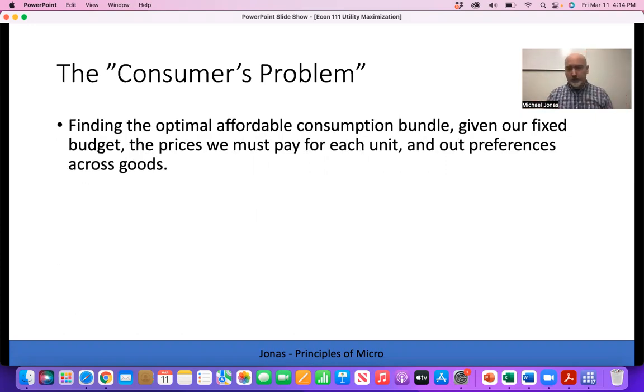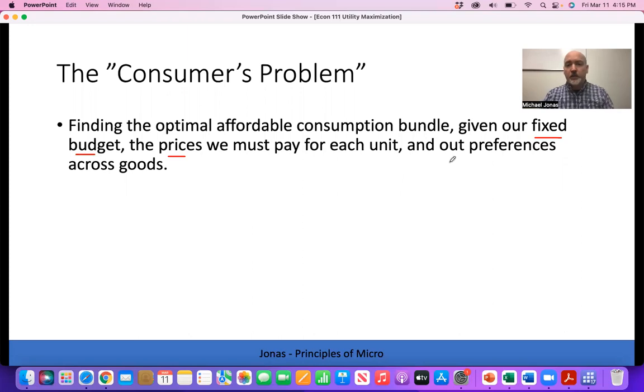So, technically, the consumer's problem is finding the optimal affordable consumption bundle. That's just the list of goods and services that we consume on a period by period basis that maximizes our total happiness. And of course, the reason why we can't have infinite utility or happiness is that we have that fixed budget and we can't get goods and services for free. So we have the prices that we have to pay.